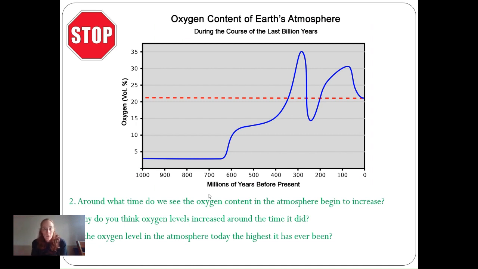So questions 2, 3, and 4 are based on this graph that we have here. Our y-axis here is oxygen percent in the atmosphere, and then we have millions of years before the present. So this is a billion years, 500 million years ago, and then present day is on the right side at 0. So question 2, at what time do we see the oxygen content in the atmosphere begin to increase?